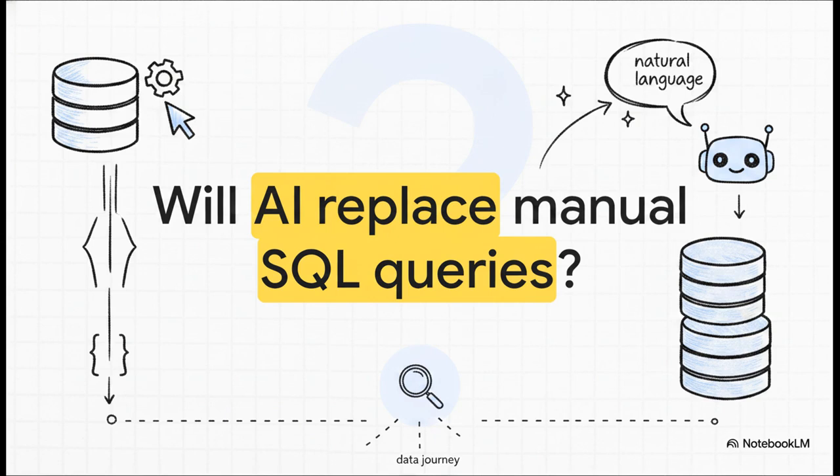But I want to leave you with this provocative thought to chew on. We've just mastered the manual mechanics of database querying. But as AI continues to evolve and write its own code, how soon will it be before natural language completely replaces the need for us to write these strict SQL queries manually? Will we even need this syntax in 5 years? Or will we just talk to our data? It's definitely something to ponder.